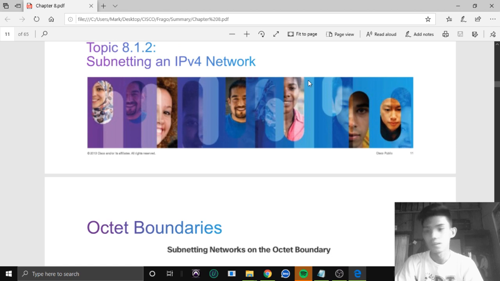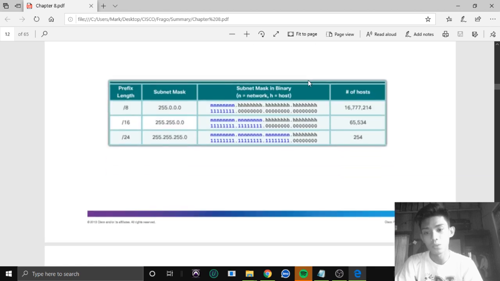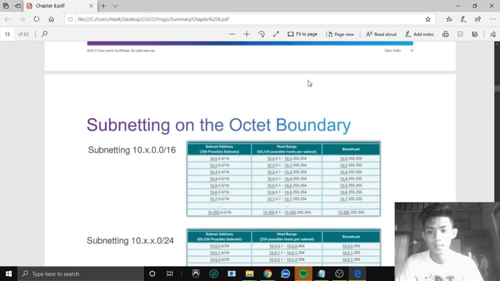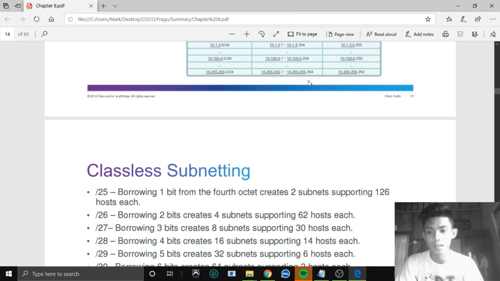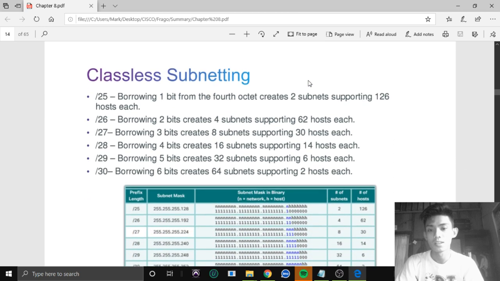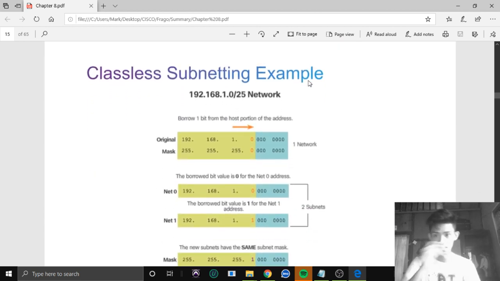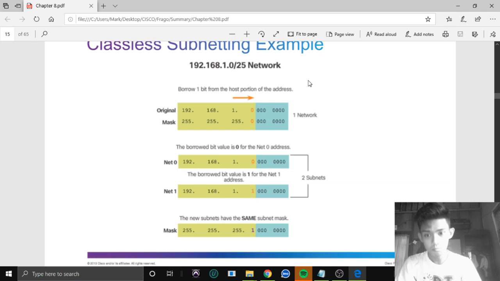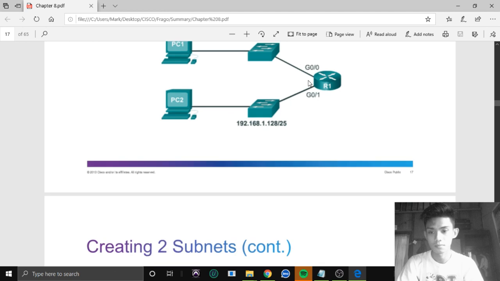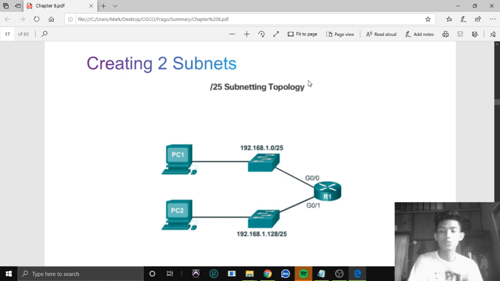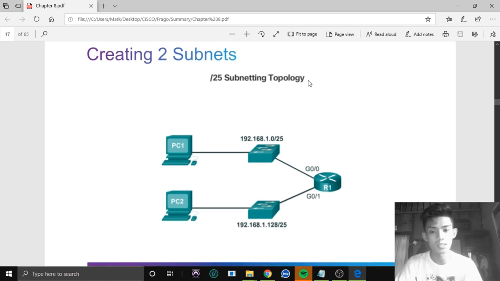So subnetting an IPv4 network. We have octet boundaries. Subnetting a network on the octet boundary. Classes subnetting. So this is the classes subnetting example. So we have creating two subnets over 25 subnetting topology. So this is the topology.